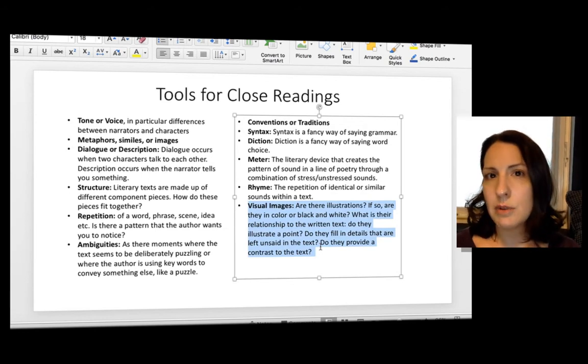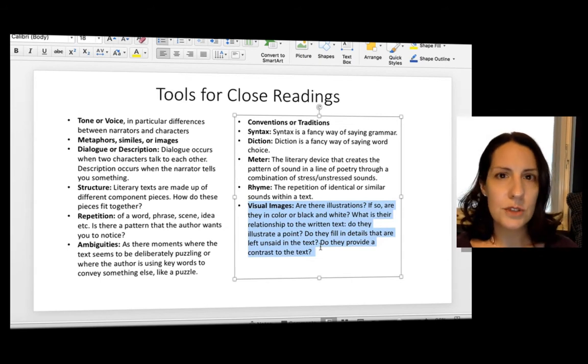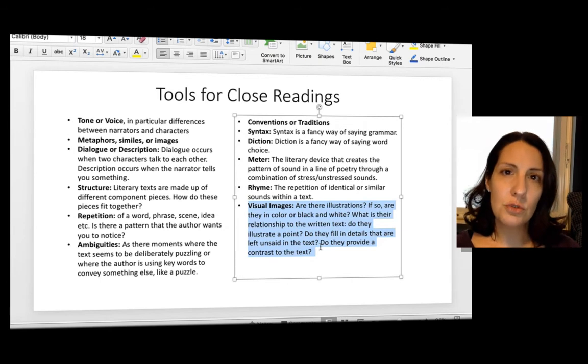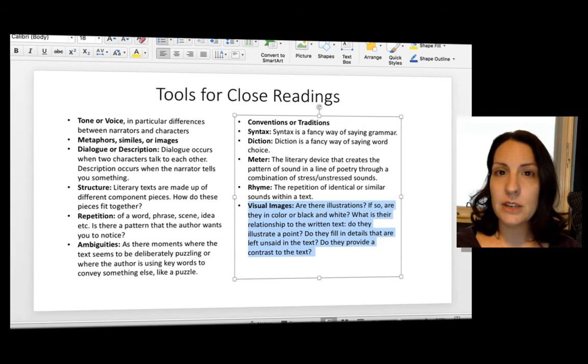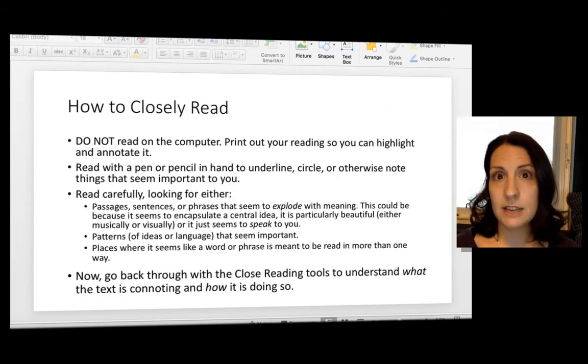So you can examine whether or not there's illustrations within a work of literature. And if so, if those illustrations are in color or in black and white, do they have a relationship to the written text? Do they fill in details that are left unsaid? Do they not do this? Do they provide a contrast to the text? So these are all different tools that you can deploy when you're reading in order to examine your text more closely. So here's some advice that I give for students when they start to closely read.